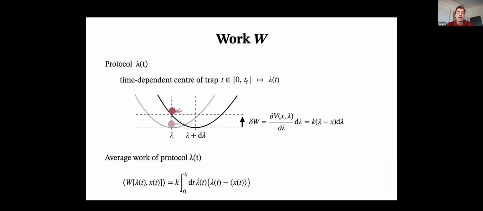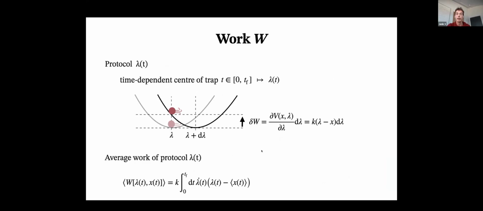Okay, and then let's look at the work. So what is the work in this case? If we consider a time-dependent center of trap, and you move the trap from a position λ to position λ plus dλ, we see that the particle changes its potential energy, and the change in potential energy we have to account for as work. If you integrate this infinitesimal expression over the duration of the protocol and average it, we get the average work of the protocol λ.